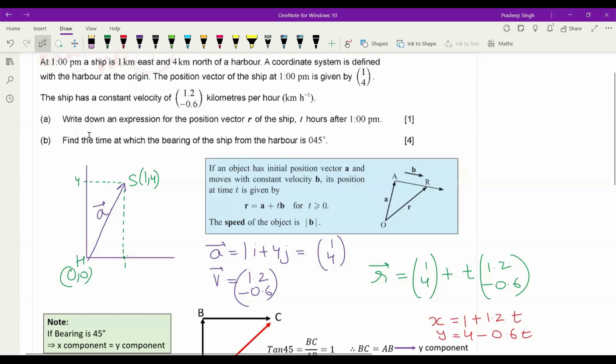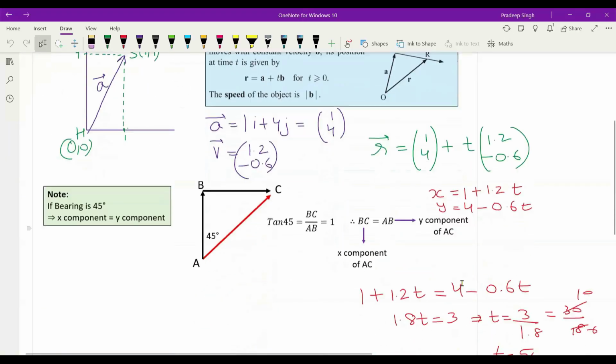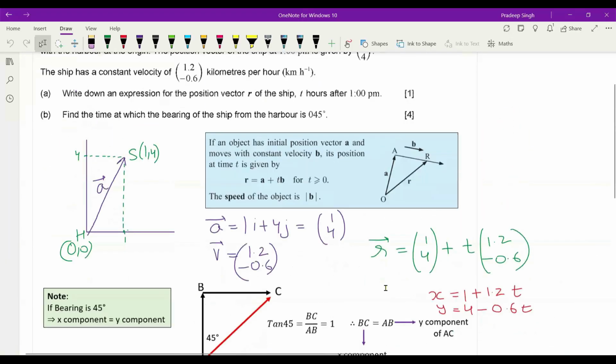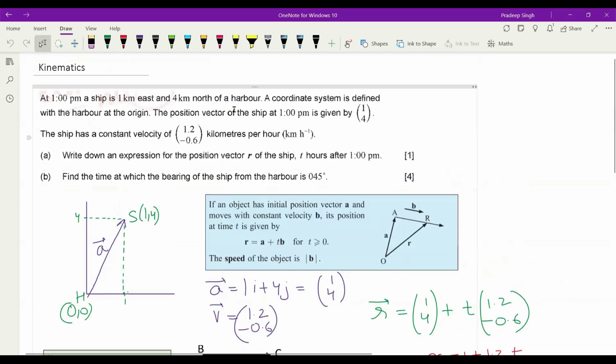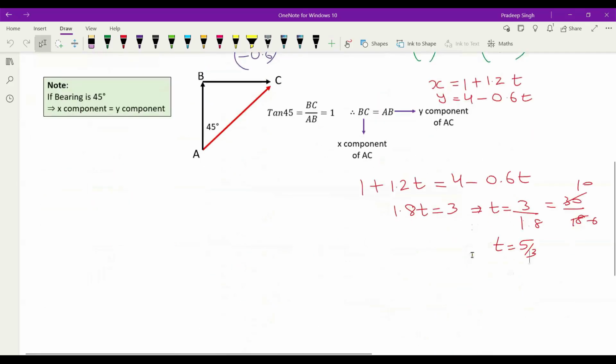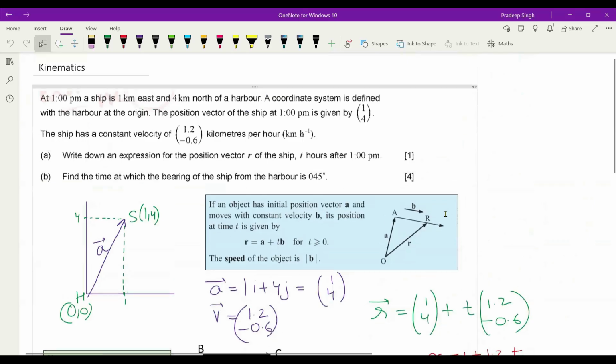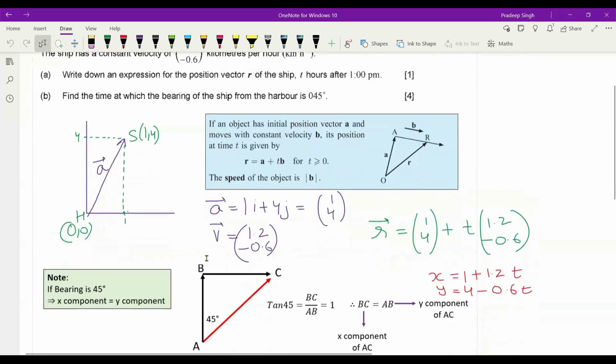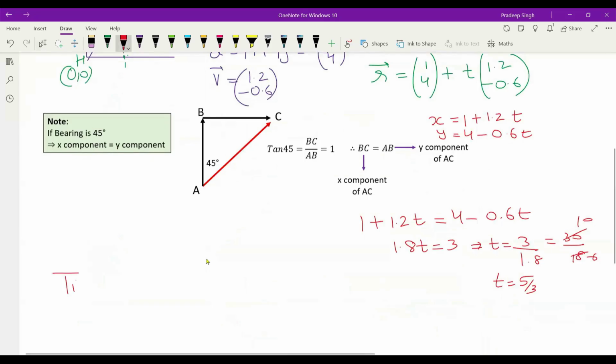Now, the question was to find the time at which the bearing of the ship is 45 degrees. We already have found the t, but observe that in the question they have given the starting point as 1 p.m. So we'll have to add the 5 by 3, which we have gotten, to 1 p.m. And let's do that. So the final time which we require is 1 p.m. plus the 5 by 3.